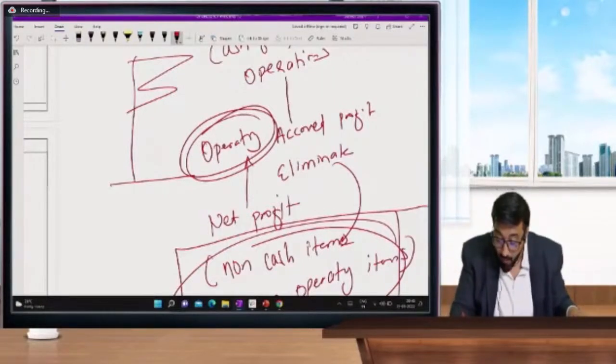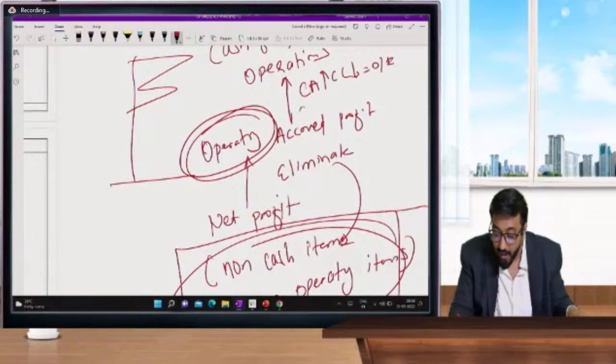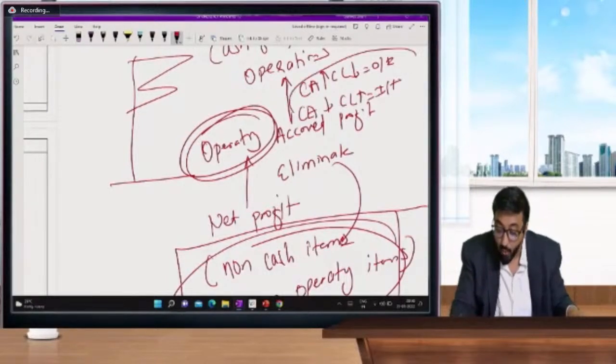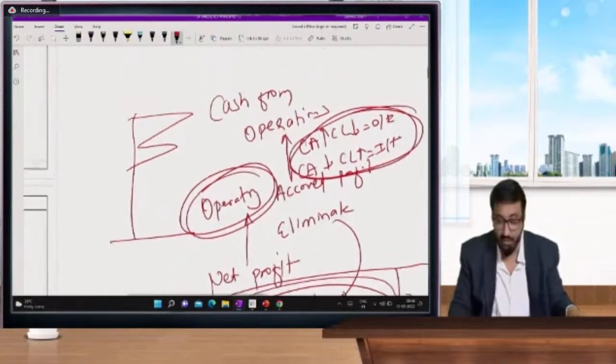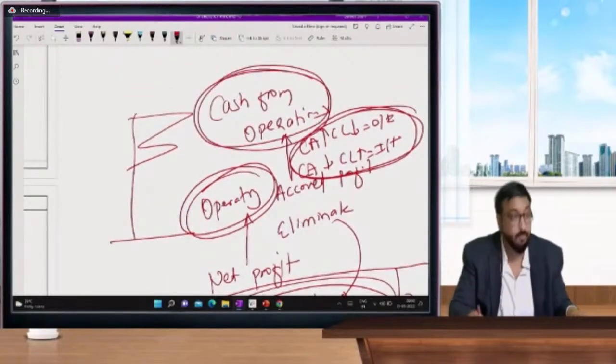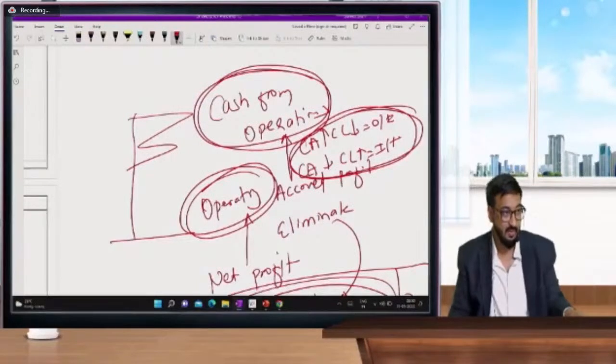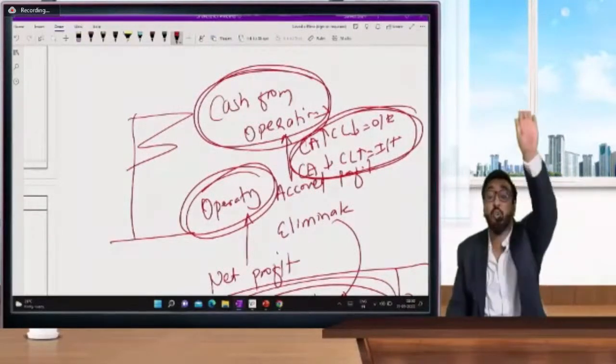And from this, second step, I will consider current asset increase and current liability decrease as outflow, and current asset decrease and current liability increase as inflow. So working capital changes I will do, and I will get the cash from operations. So this is how you are reaching your aim.